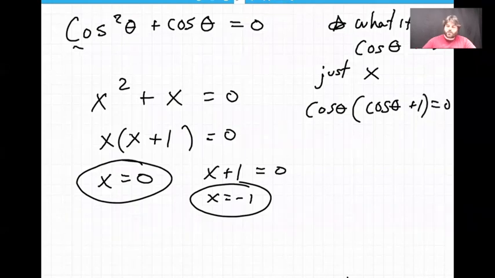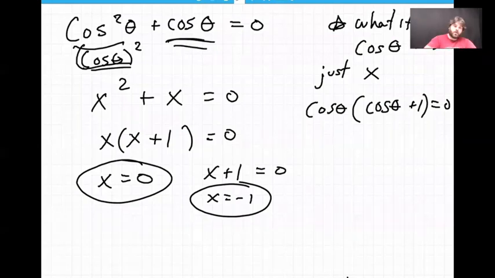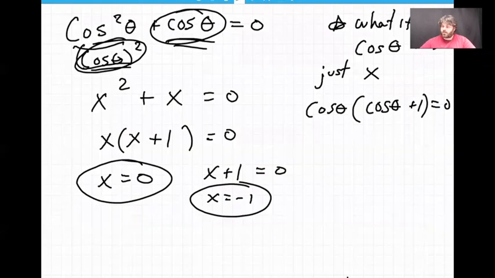See what we did there? They both have a common factor of cosine. Remember, cosine squared is really cosine of theta, squared. So what we're doing is realizing there's cosines there and there's cosines there. Pull it out. It leaves one cosine here. It leaves just a 1 there. So we get this right there.